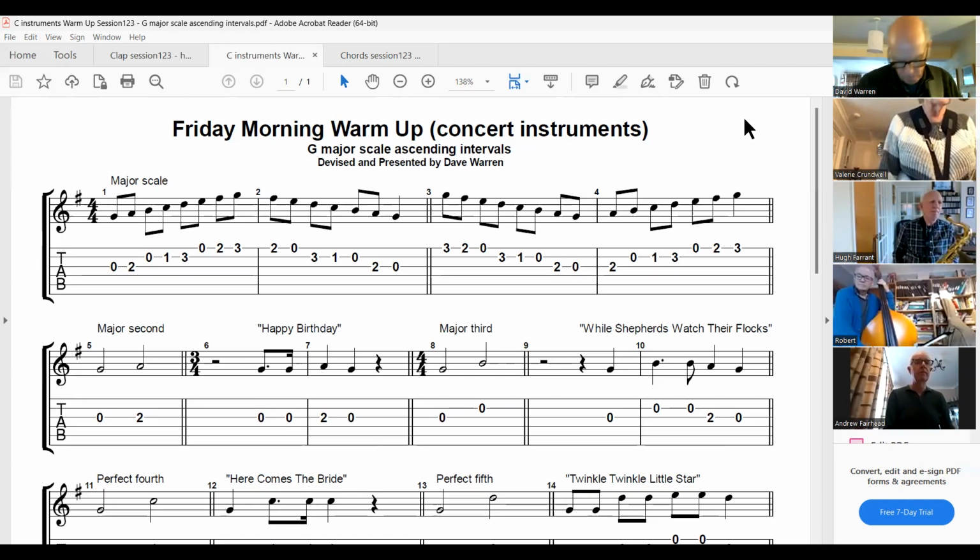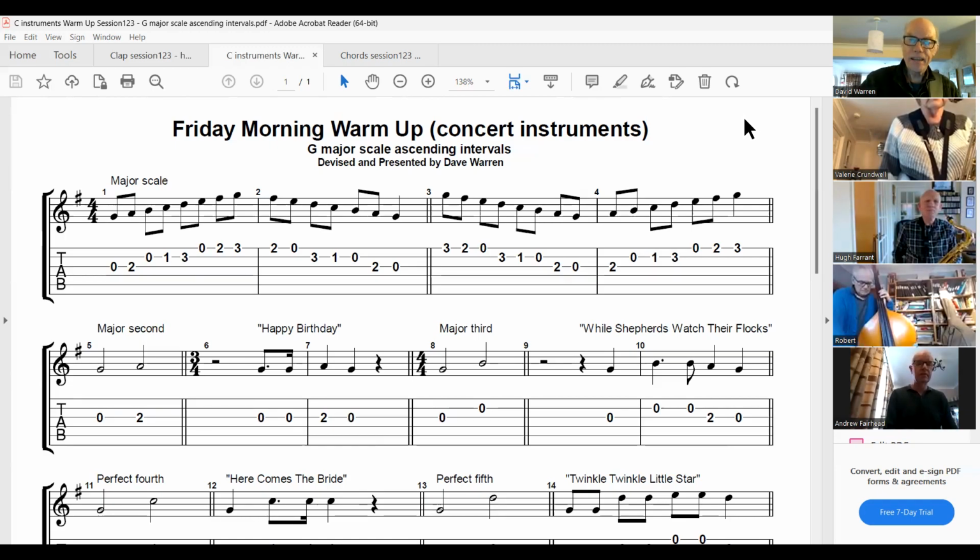Let's do that again. 1, 2, and 3, and 4. Now we're just doing this scale just to warm up and so that we know what notes we're talking about when we come to do the intervals. But here we go, one more time. 1, 2, 3, 4. Good. Okay, that's the major scale, up and down, rising and falling, as some people say, or ascending and descending.